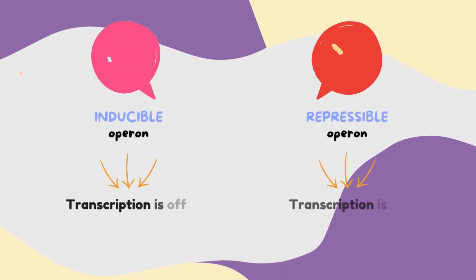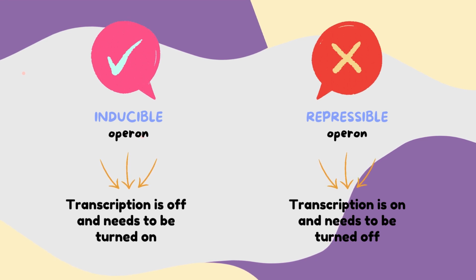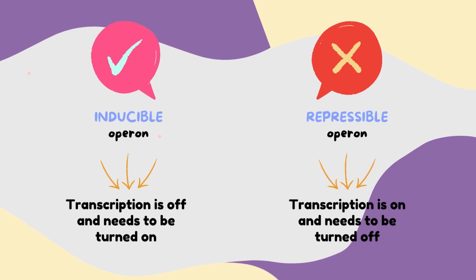We have two types of operons. Inducible operons are those whose transcription is usually off and needs to be turned on. On the other hand, repressible operons are those whose transcription is normally on and needs to be turned off.